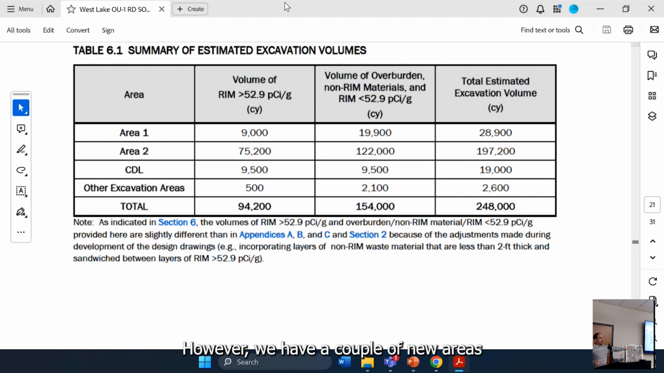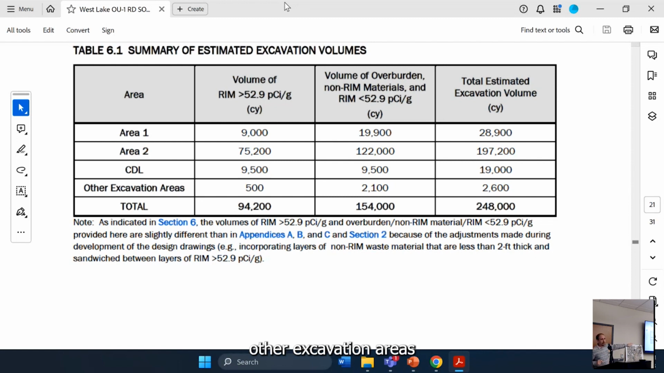However, we have a couple of new areas. So you can see the CDL. Right now, the design contractor's estimate for that is 9,500. There is going to be more data. I don't expect that to grow or shrink a lot based on this new data, but it will certainly inform the optimization. So I would say I'm hopeful they may find that there's more they can do to limit that, but it will depend on this additional data that they'll start collecting in January.